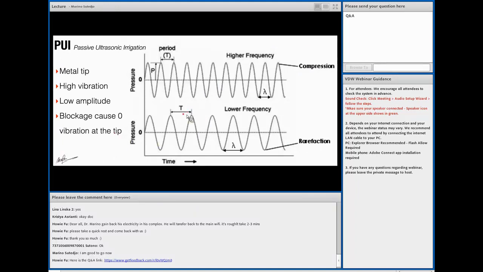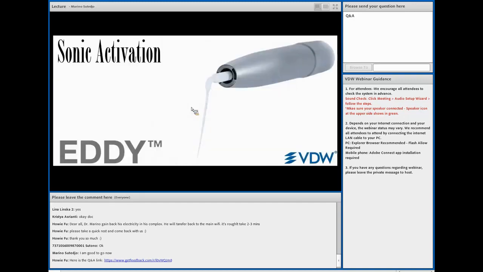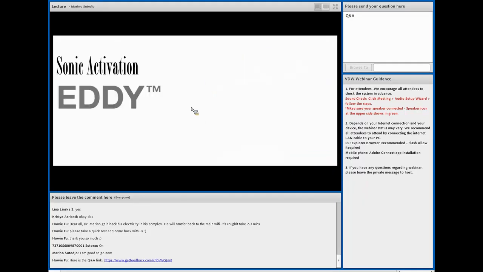Once you block the middle of the tip, then definitely the vibrations are not there anymore at the tip. Therefore, we also have some options if you want to activate our irrigants besides ultrasonic: how about we use sonic? Since it's sonic, we can use it with a non-metal tip. We can use some plastic or polypropylene tip, which is also smooth and flexible.